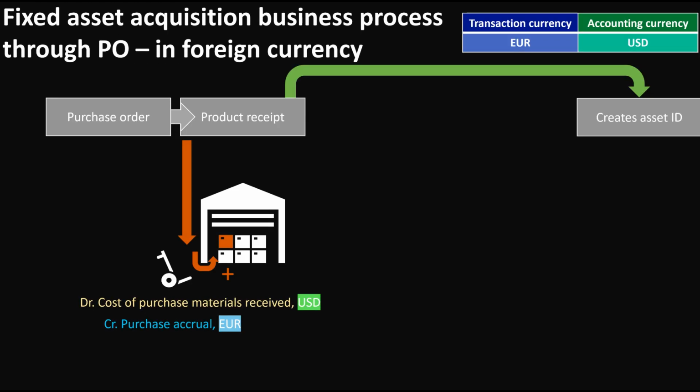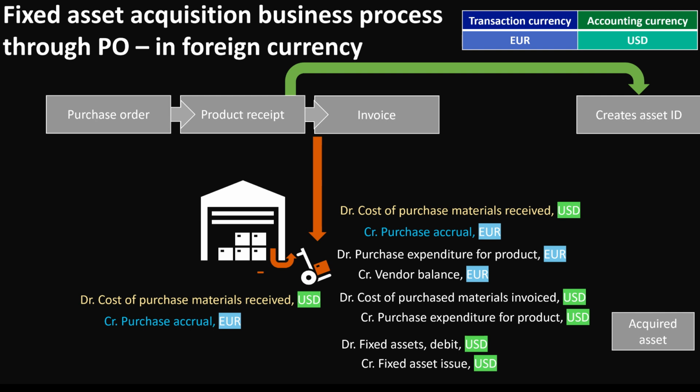When acquiring a fixed asset through a purchase order in a foreign currency, for example, euro, while the company's accounting currency is USD, the following steps occur. In the product receipt, an accrual is recorded in the transaction currency, euro, while the cost of the purchased materials is recognized in the accounting currency, USD. Remember, this is the inventory side of it. In the invoice posting, the accrual entry is reversed to remove its effect.